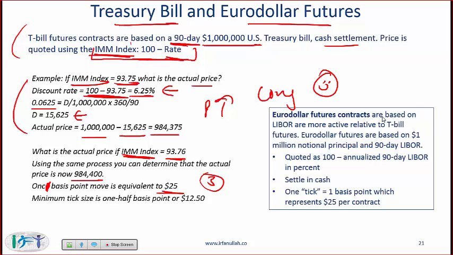Eurodollar futures contracts are based on LIBOR and are more active and more important relative to T-bill futures. They are based on 1 million notional principal and 90-day LIBOR. So it's the same, also quoted as 100 minus annualized 90-day LIBOR, settled in cash, and 1 basis point represents $25. So essentially, if you get a question on the exam, whether it's a T-bill contract or a Eurodollar contract, you deal with it the same way.